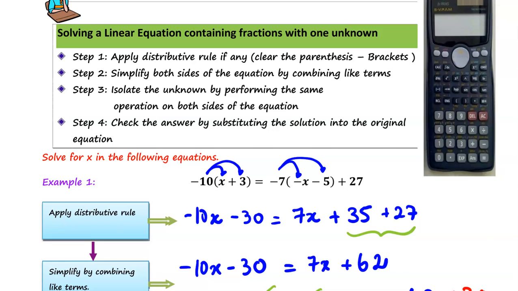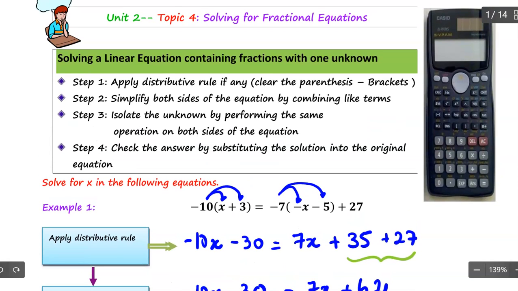The steps to solve a fractional equation are to apply the distributive rule if any, simplify both sides of the equation by combining like terms, then isolate the unknown by performing the same operation on both sides of the equation. The last step is to check the answer by substituting the solution into the original equation, and we emphasize the use of the calculator.